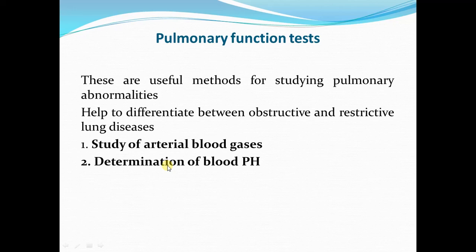I am repeating again that the normal value of partial pressure of oxygen in the arterial blood is 95 mm of mercury, and under normal circumstances 97 to 98% of the blood is saturated with oxygen. On the other hand, the normal partial pressure of carbon dioxide in the arterial blood is 40 mm of mercury.